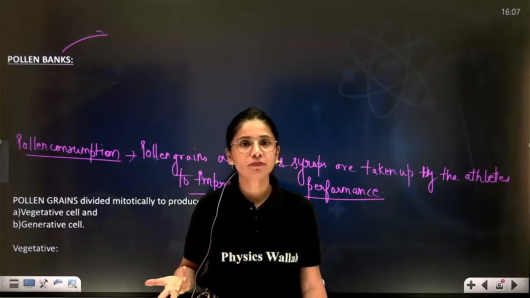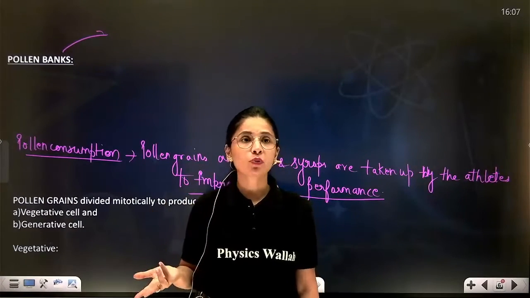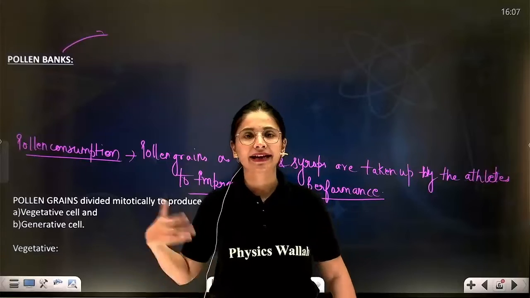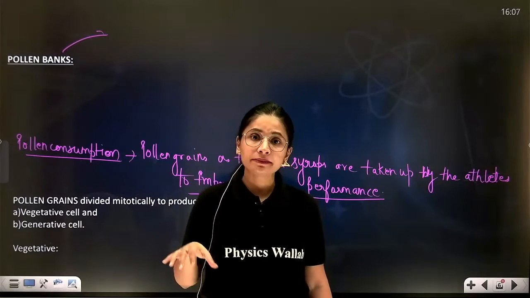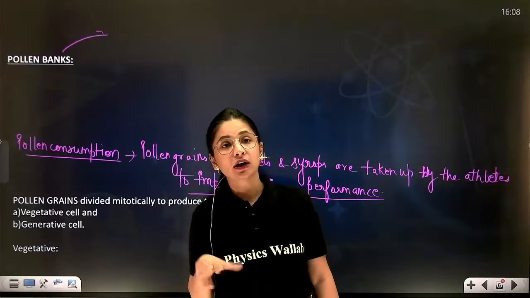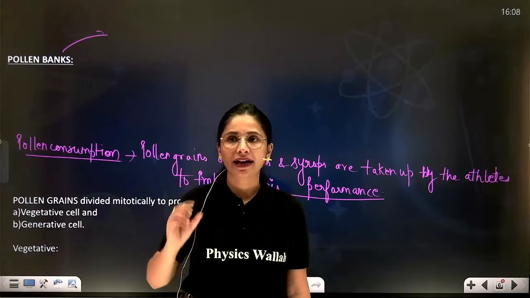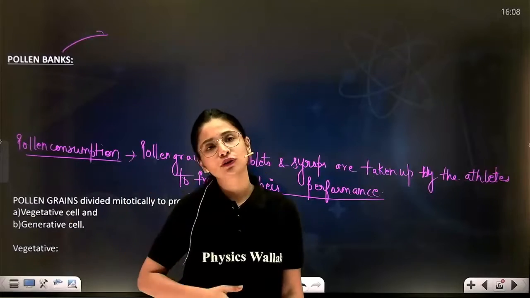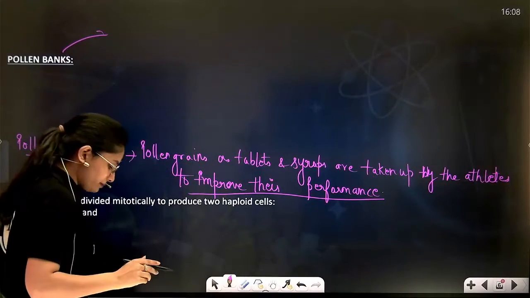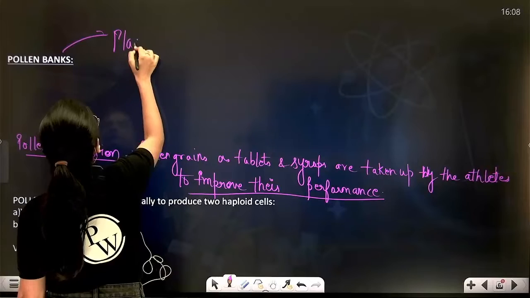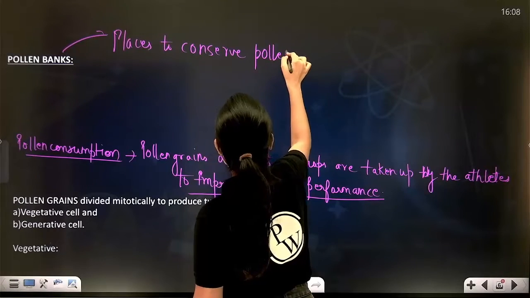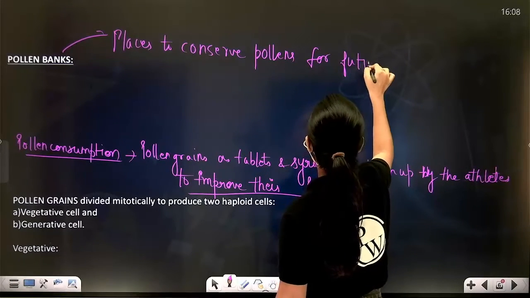Correct? Like you save your money. Suppose today I am earning more than what I require. Will I throw the extra money? No, of course I will store it in my bank like SBI, RBI, etc. Similarly, farmers may have extra pollen grains, or want to conserve them for next season's use, and suppose viability is of lesser time. Again, you can store those in the pollen banks. You don't throw them, you store them. So what are pollen banks? These are the places to conserve pollens for future use.